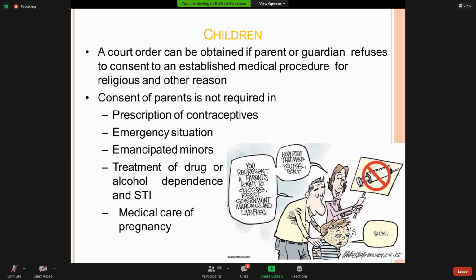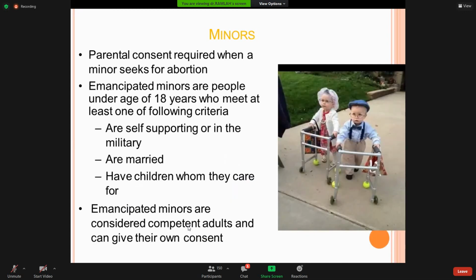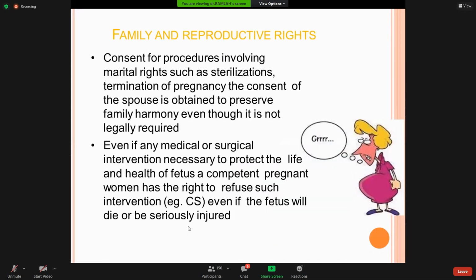Consent is not required in the concept of emergency situation, emancipated minors, and treatment of the drug or alcohol dependent or STI medical care. In these you do not need anything, you can take consent yourself on your own behalf. Family and the reproductive right: consent for the procedures involving marital rights such as sterilization, termination of the pregnancy, the consent of the spouse is obtained.